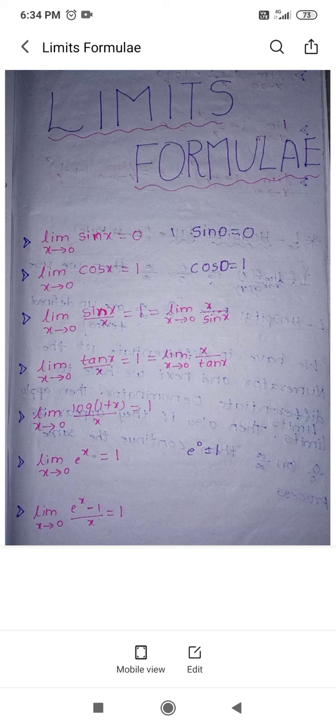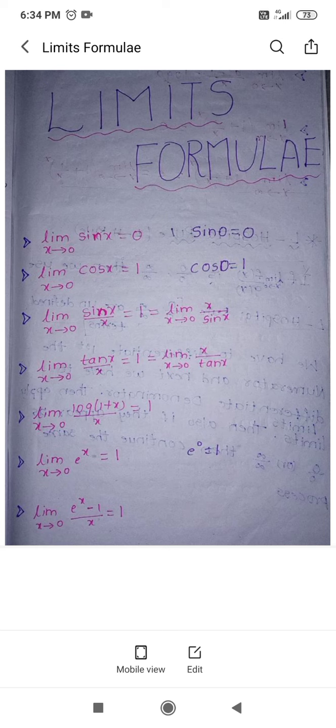Limit x tends to 0, sin x is equals to 0. When we apply the limit, that is x is equals to 0, it will become sin 0. What is the value of sin 0? 0. So limit x tends to 0, sin x is equals to 0. Second, limit x tends to 0, cos x is equals to 1. When we apply the limit x is equals to 0, then cos 0, what is the value of cos 0? 1. So limit x tends to 0, cos x is equals to 1.